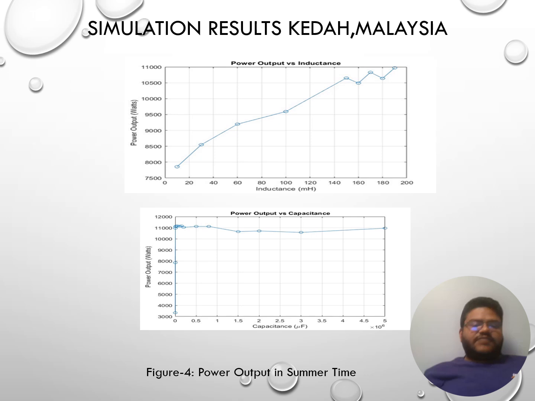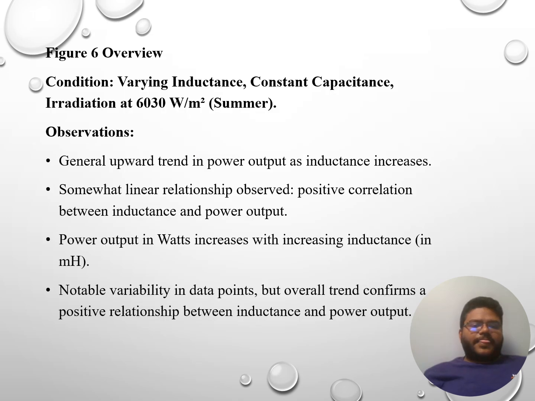So this is about the results that we obtained, the simulation results. And 6030 watt per meter square was the irradiance value that we kept constant to obtain the results for Malaysia.